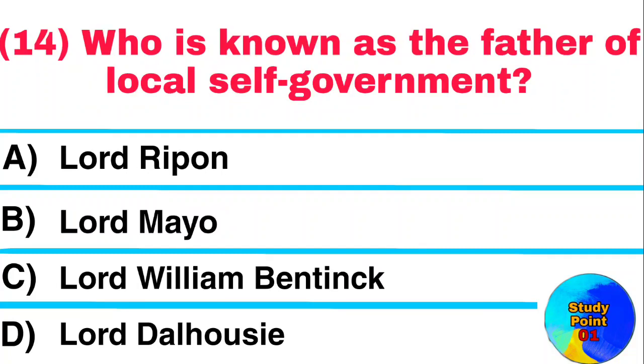Question. Who is known as the father of local self-government? A. Lord Ripon. B. Lord Mayo. C. Lord William Bentinck. D. Lord Dalhousie. Answer. Lord Ripon.